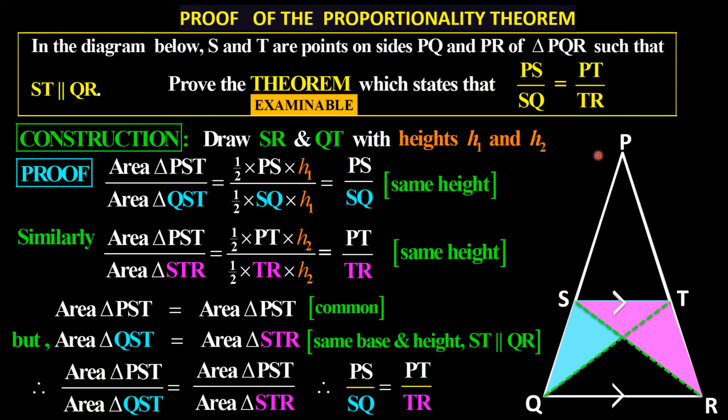You can see PS over SQ is PT over TR. And this is the proof of the theorem of proportionality. And as I mentioned, it's examinable. It's important that you go through this, but understand it. Don't just memorize it.